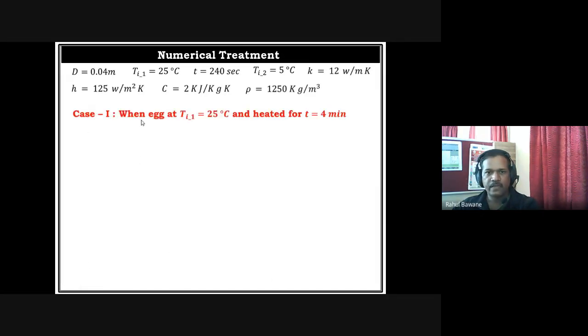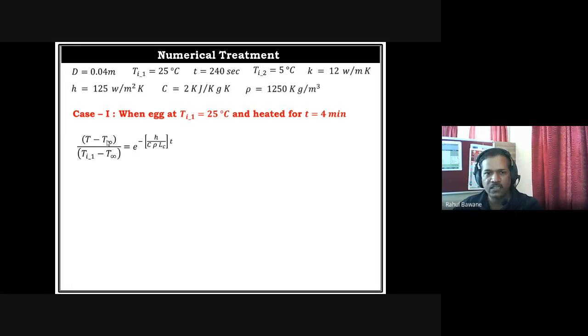Now case 1, when we use the egg at 25 degrees centigrade and heat it for 4 minutes. So the temperature distribution equation in lumped heat capacity. Here we have to find out this T infinity. It is not given directly, but it is in sentence form. The information is given that the egg is put into a pan having boiling water, and water boils at 100 degrees centigrade. So they don't provide a numerical value, but they provide the data, that is boiling water, that's 100 degrees centigrade.